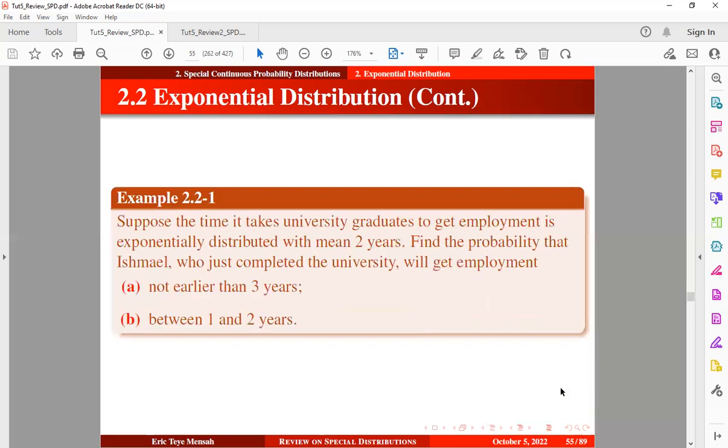Suppose the time it takes university graduates to get employment is exponentially distributed with mean 2 years. We want to find the probability that Ishmael, who just completed the university, will get employment not earlier than 3 years, and secondly, between 1 and 2 years. So let's take a look at the solution.